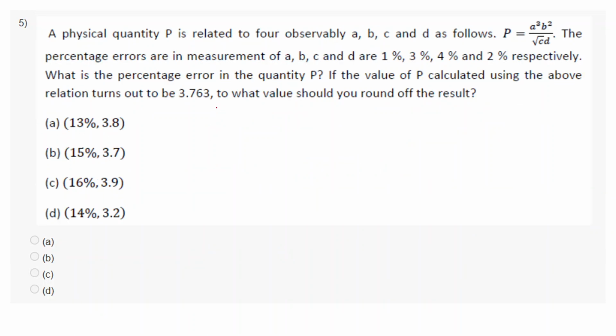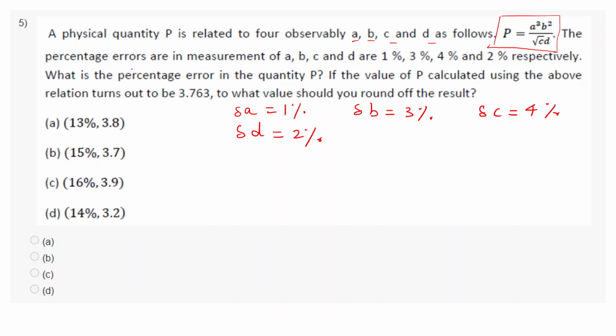Let's go to the next question. It is from error analysis again. A physical quantity P is related to 4 parameters A, B, C and D, and the relation between them is given by this. The percentage errors are: percentage error in A is 1%, in B is 3%, in C is 4%, and in quantity D is 2%. What is the percentage error in the quantity P?